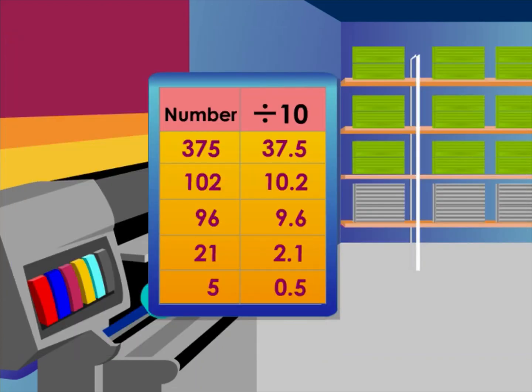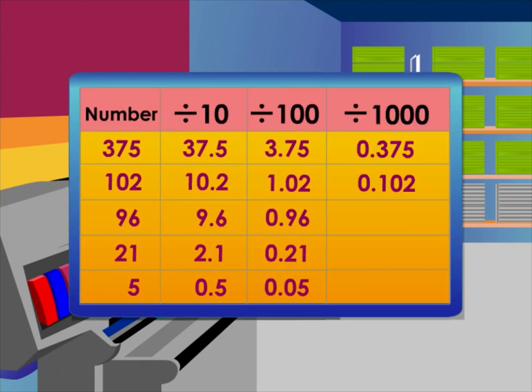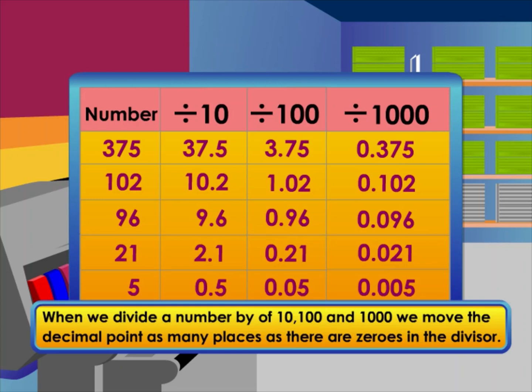Look at this table. Look at what happens when we divide the numbers by 100. What can you say about the decimal point? Yes, the decimal point moves two places to the left. What do you think will happen to the decimal point when we divide the numbers by 1000? Yes, the decimal point moves three places to the left. When we divide a number by 10, 100 and 1000, we move the decimal point left as many places as there are zeros in the divisor.